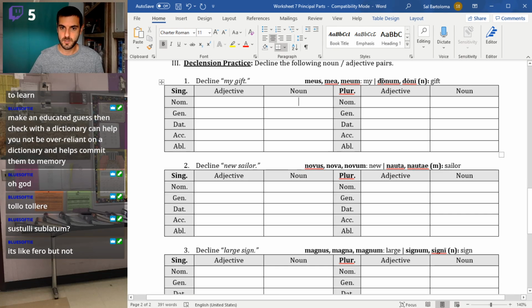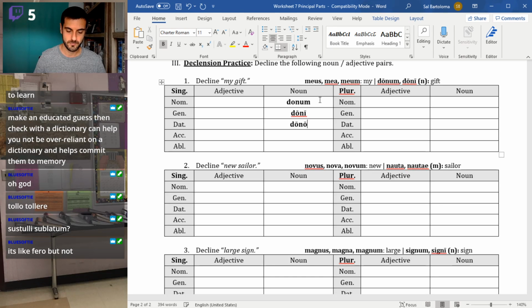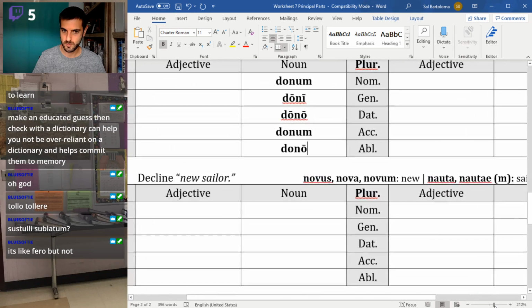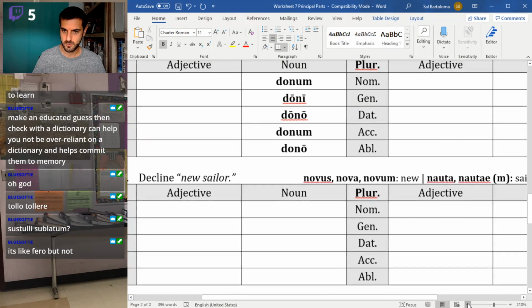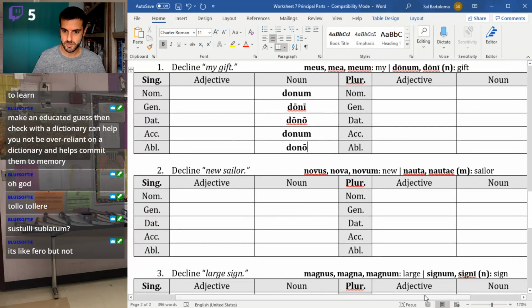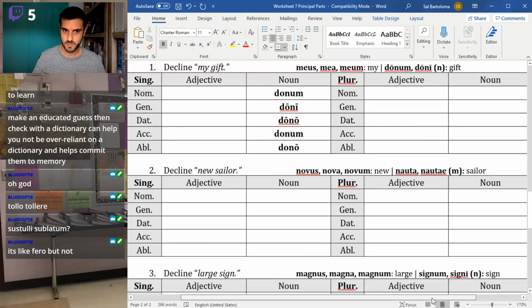So you look at the noun, it is donum, doni, neuter. So that is going to be second declension. Donum, doni, dono, donum, dono. I'm going to zoom in on this a little bit more. Yeah, not that much. That should do it.